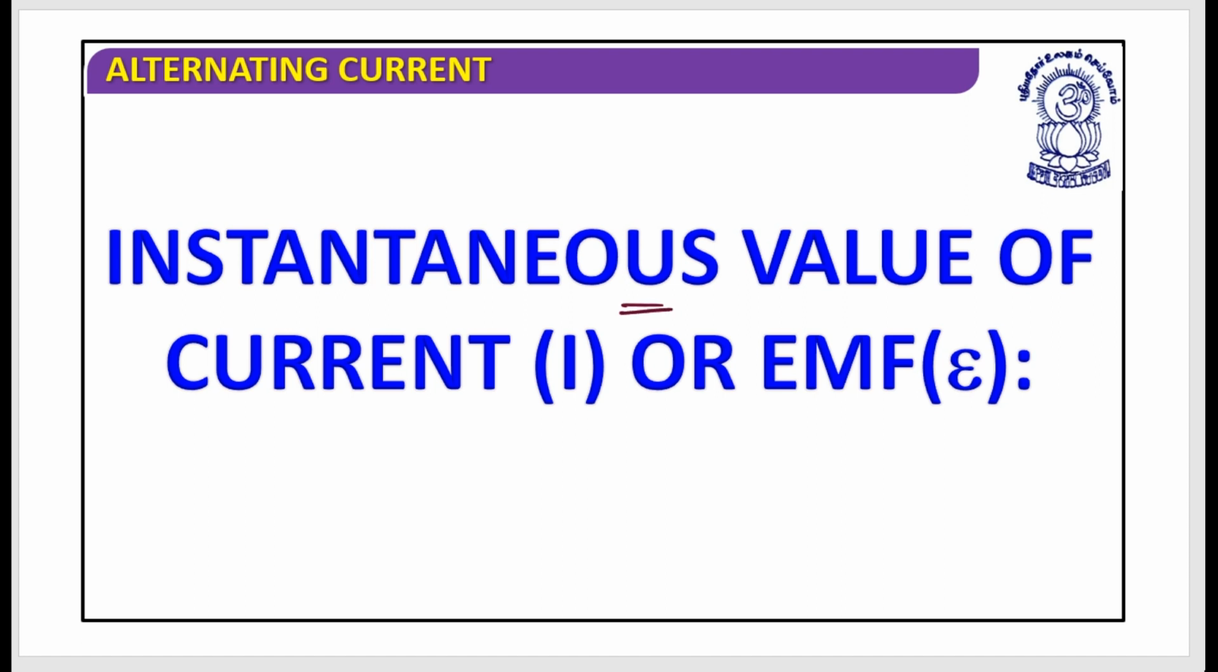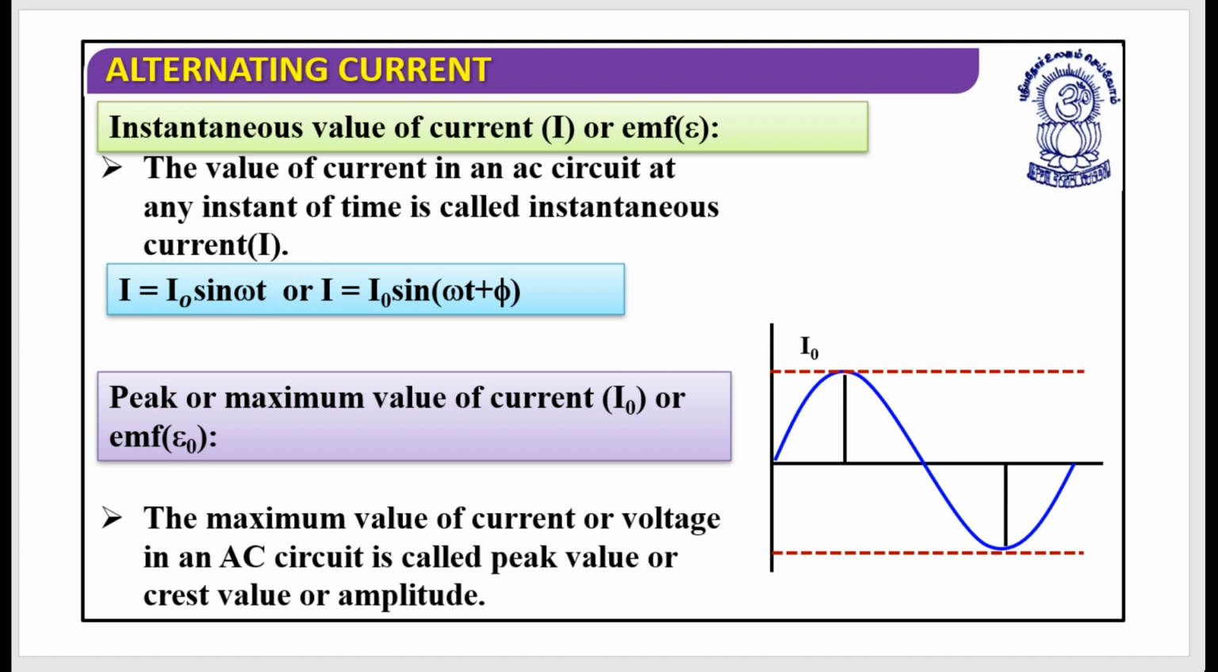Now let's discuss the instantaneous value of the current or EMF. When I say instantaneous, I'm talking about the value at that particular instant of time only. That is what we understood as instantaneous. So let's look at this. I have represented it for the current, and the same can be represented for voltage as well. So this is the current versus time graph. The value of current in an AC circuit at any instant of time is called the instantaneous current.